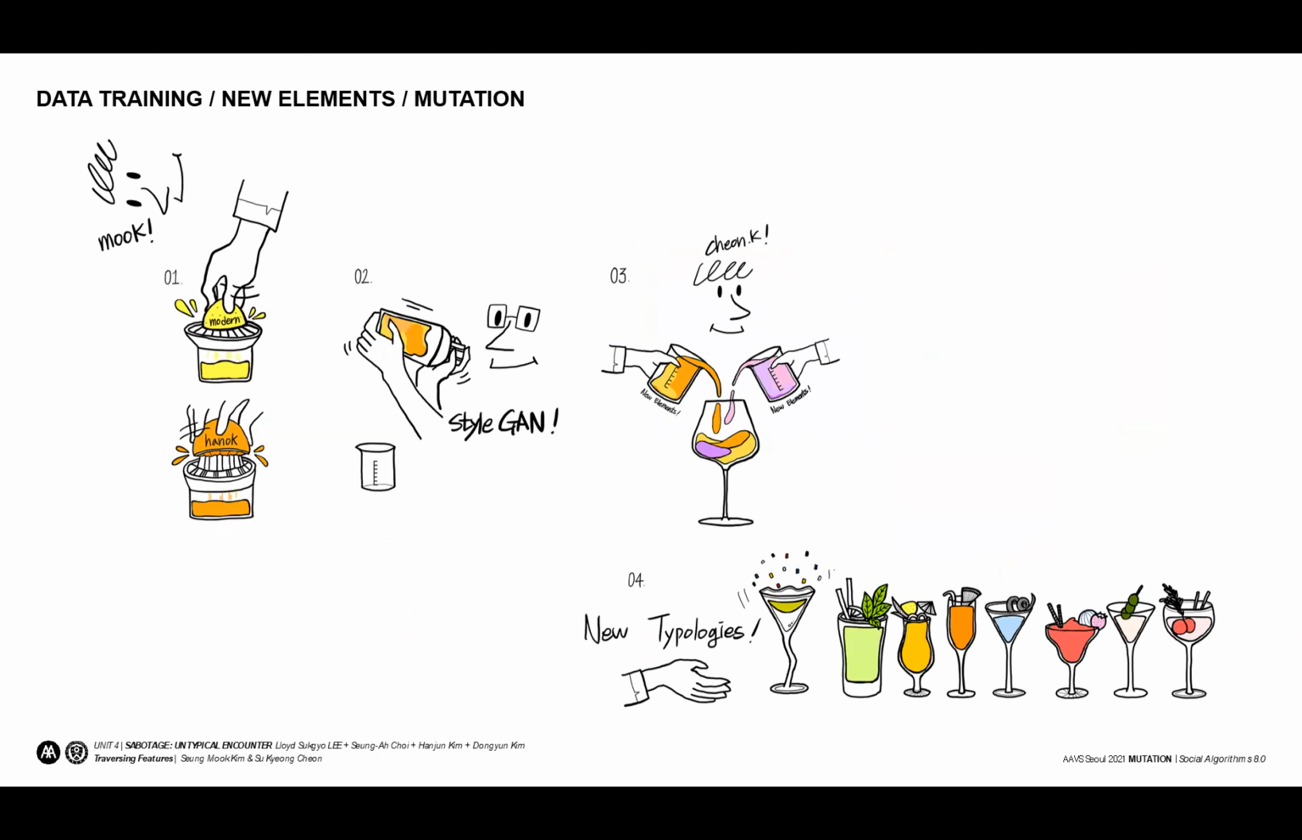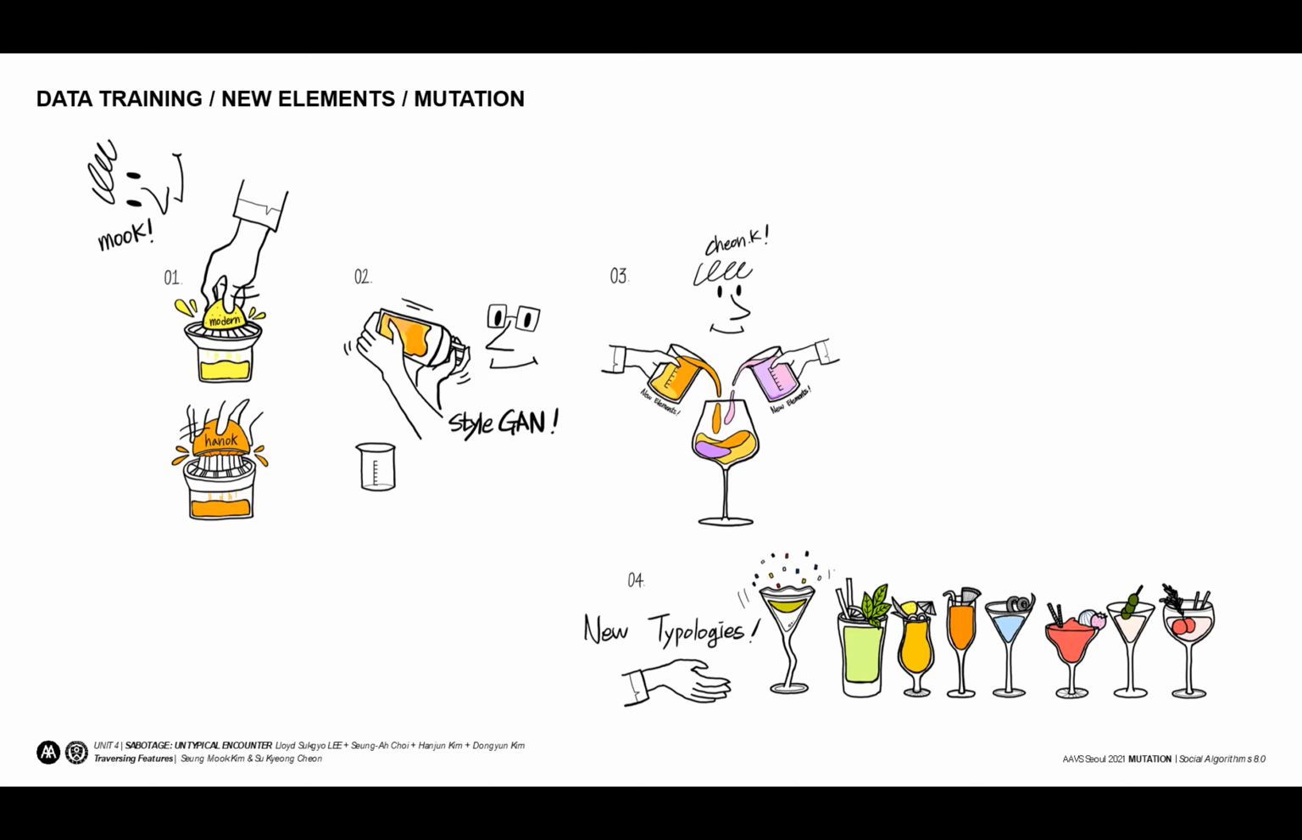These illustrations are the metaphoric representation of our process. Firstly, we are using StyleGAN to extract the common features from both groups, which is represented by the juices squeezed out of the fruits. Secondly, we use them as a data set to fuse each other to extract new elements. Thirdly, we reassemble those new elements to experiment and create new typologies.